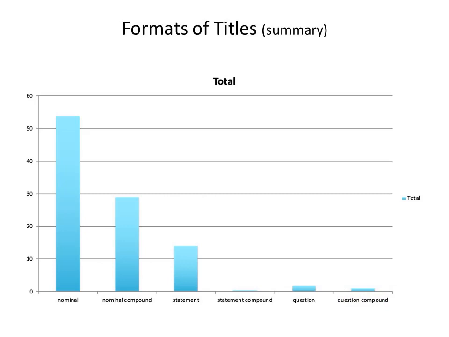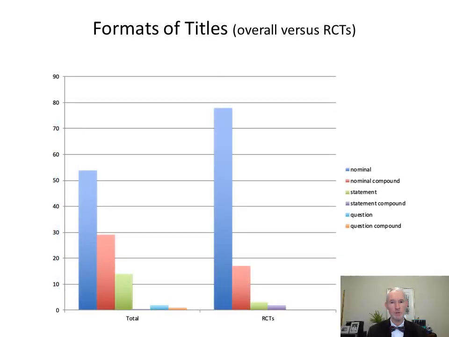Overall, in our 1,000 titles, the nominal title was the most popular format. The distributions of formats were nominal 53.8%, compound 29.1%, statement 14%, statement compound 0.4%, question 1.9%, and a question compound 0.9%. Preferences also vary according to the journal. You can see that the New England Journal of Medicine really favors the nominal format. The distributions of formats for the 4 journals and in the complete corpus are presented as percentages in this table. The British Medical Journal was much more accepting of statements than the other journals.